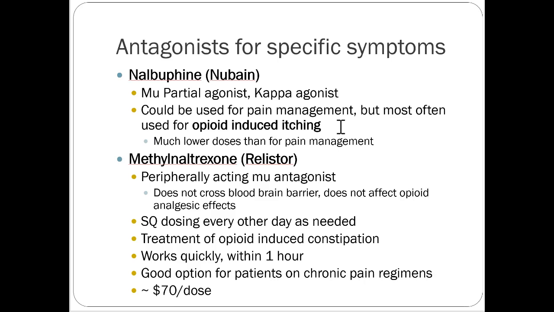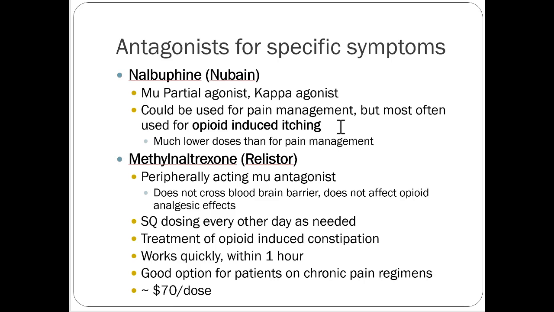Methylnaltrexone is a peripherally acting mu antagonist, which is a really interesting treatment that's come out recently. This is a drug used specifically for opioid-induced constipation. The reason why it's cool is because it doesn't cross into the central nervous system. So let's use a chronic cancer patient who's got a lot of pain, who's on high doses of opioids. We don't want to limit their ability to get analgesic relief from their opioid regimen, so we don't want to reverse them. But this drug will reverse the effects of opioids in other parts of the body, for example the GI tract, without getting across the blood-brain barrier and into the brain, where it could reverse the actual analgesic effects of the opioid.